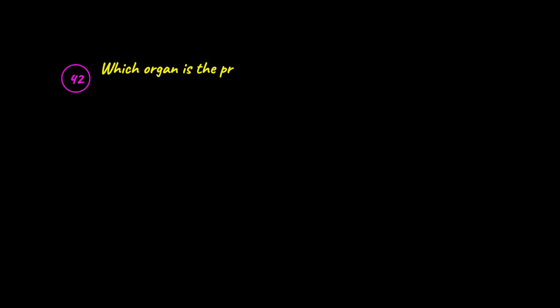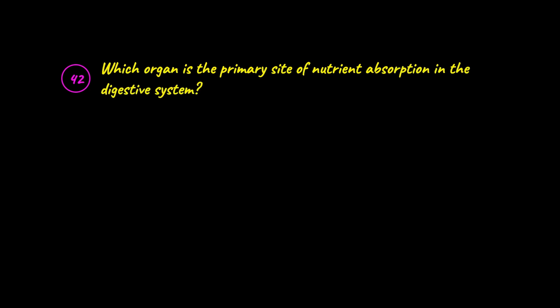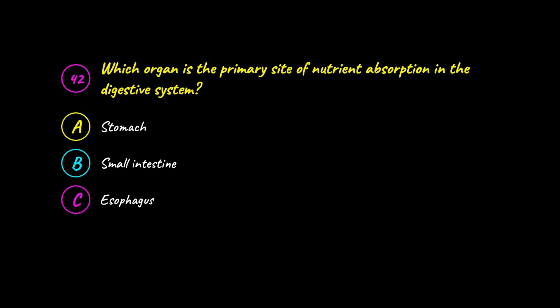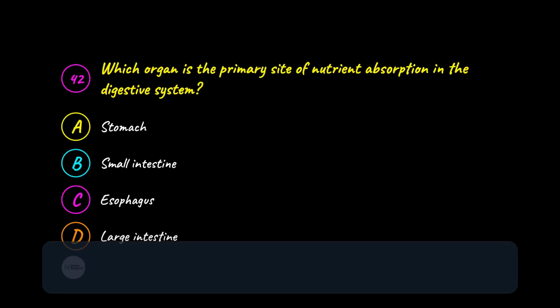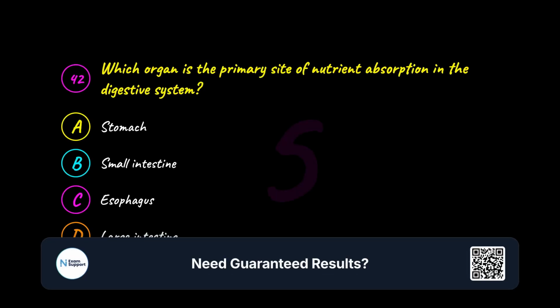Question 42. Which organ is the primary site of nutrient absorption in the digestive system? Your options are A. Stomach, B. Small intestine, C. Esophagus, D. Large intestine. Take a second. Which answer would you pick?